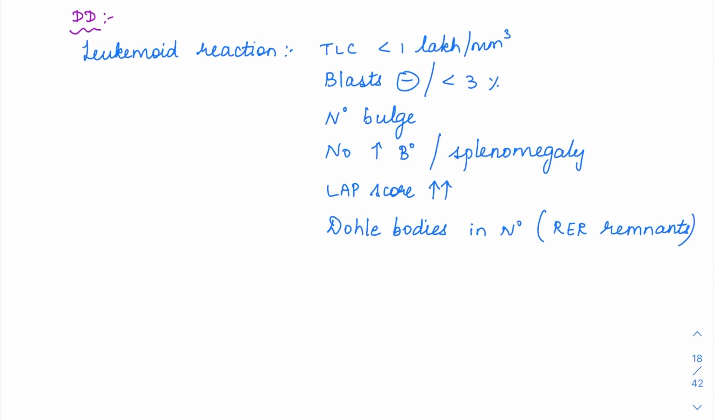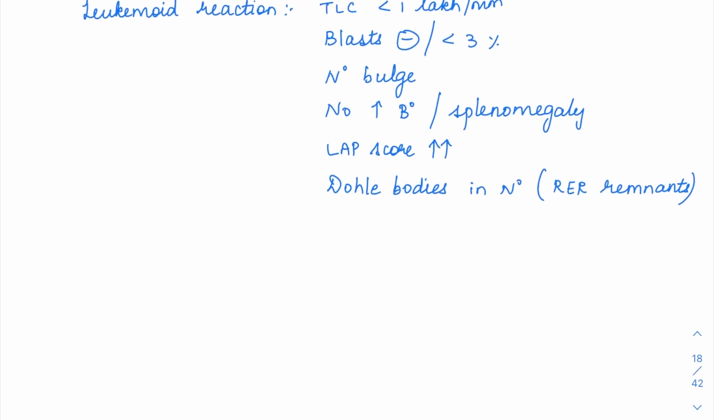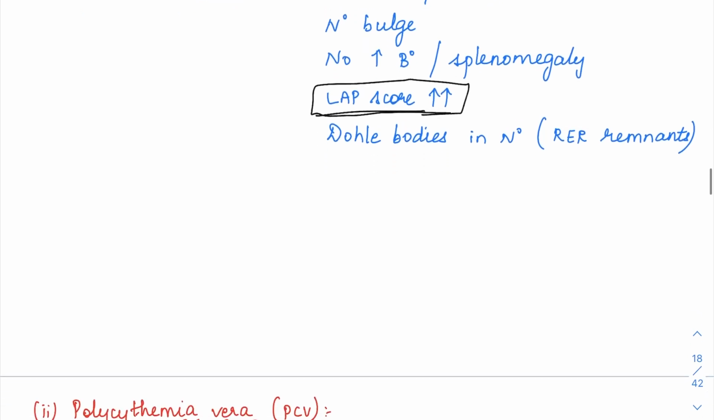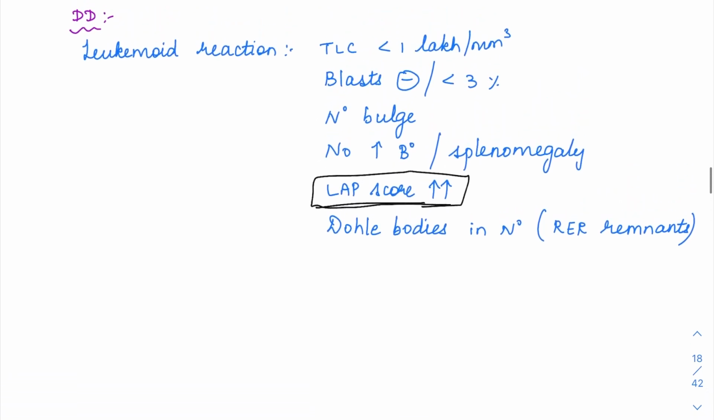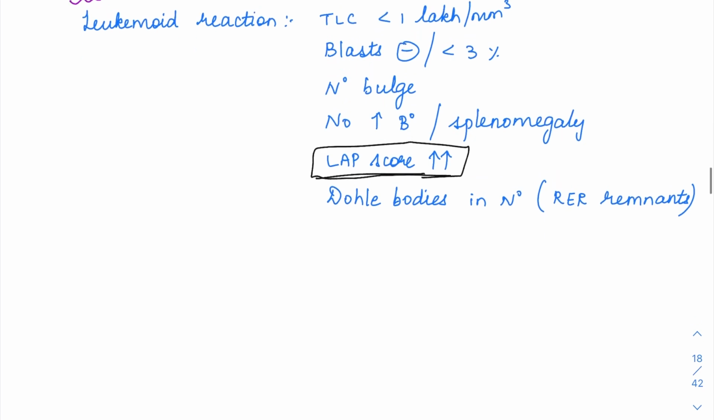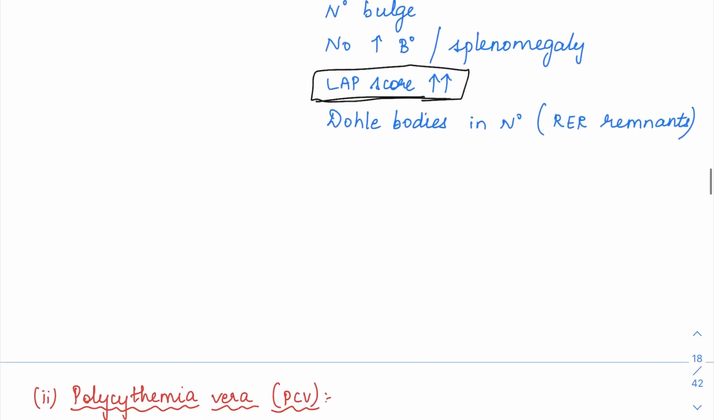So there are not going to be any basophils in leukemoid reaction, nor any organomegaly, and the best thing will be the LAP score. So LAP score here will be elevated. So LAP score was characteristically decreased in CML, while LAP score is elevated in leukemoid reaction. And then obviously the Philadelphia chromosome, if you test for it, is going to be negative, translocation 9;22. Then you can also see the presence of Dohle bodies.